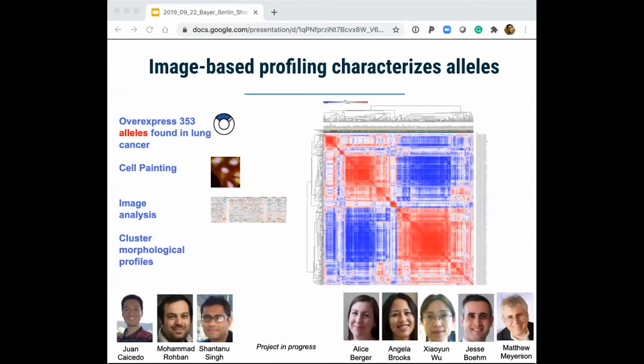And beyond looking at gene function, we might also be able to stratify patients and characterize disease alleles based on morphological profiling.